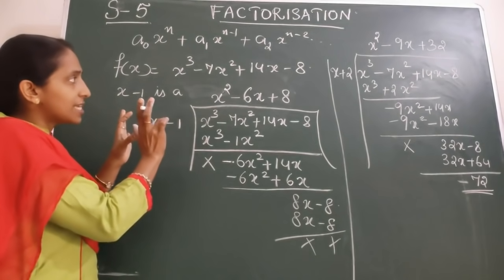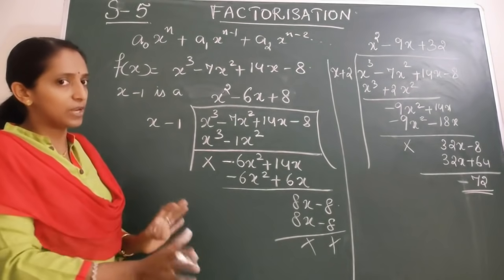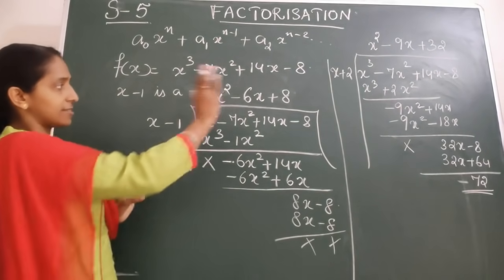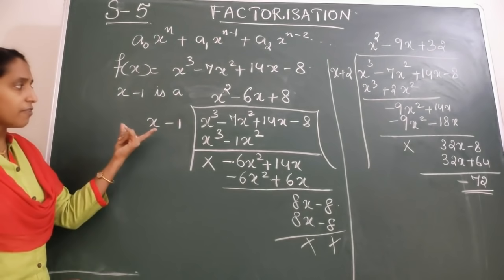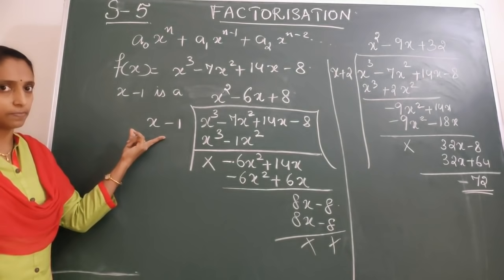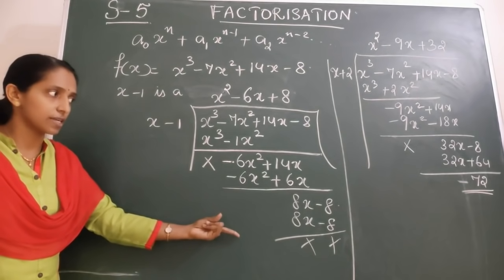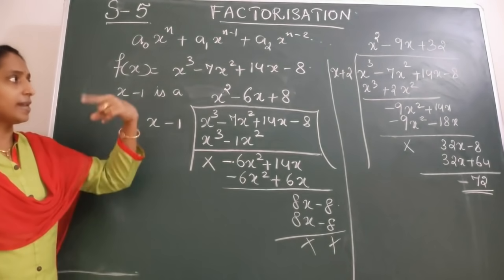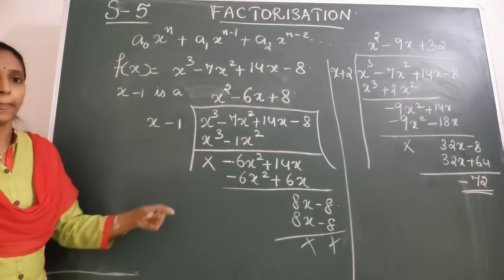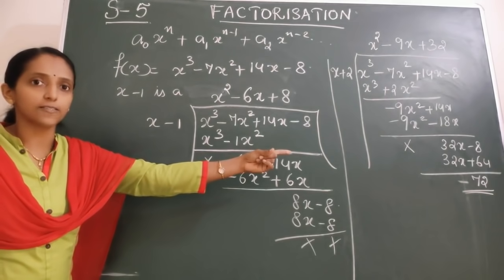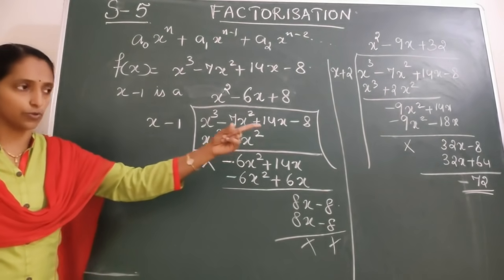So by using this example, please note down these two examples. One, we have the same polynomial. We are dividing it with x minus 1. Then the remainder comes as 0. And again we are dividing the same polynomial with x plus 2. You are getting the remainder as minus 72.